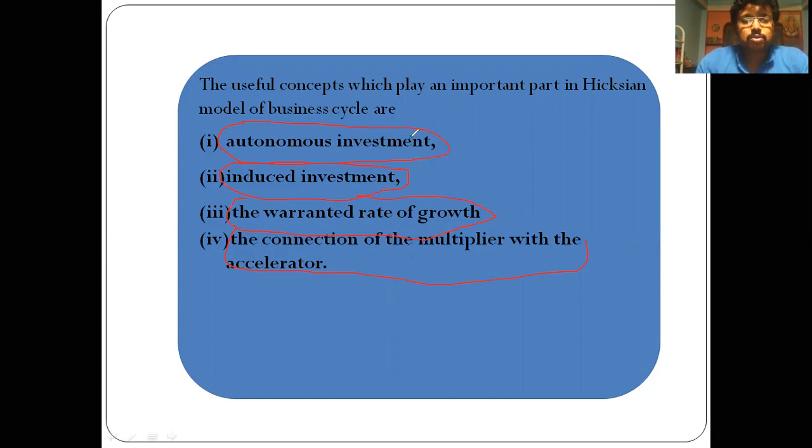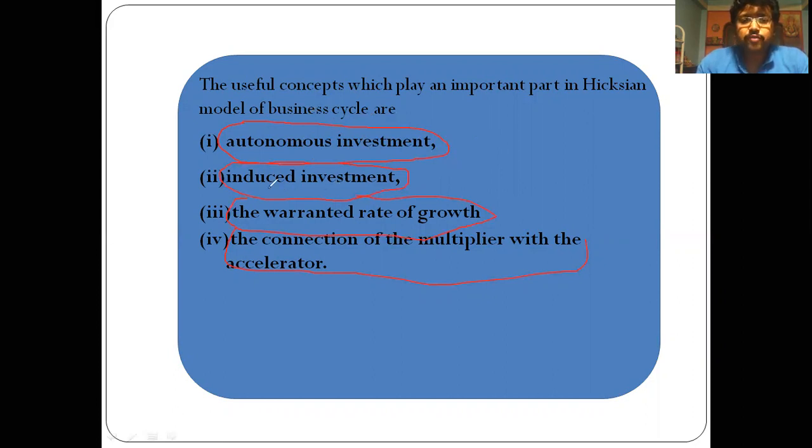Okay, so what is autonomous investment? Autonomous investment is that type of investment which autonomously originates, such as investment in railways, which does not depend on income. It is not a function of income. It is autonomous. It is independent. Road construction, you can say, is an autonomous investment.